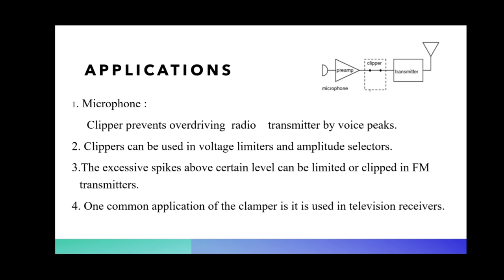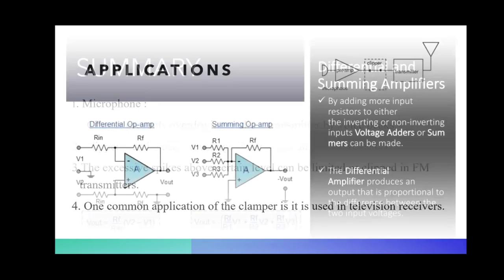Applications. Microphone. It is used in microphone. Clippers prevent overdriving of radio transmitters by voice peaks, and clippers can be used in voltage limiters and amplitude selectors. Excessive spikes above a certain level can be limited or clipped in FM transmitters. One common application of the clamper is that it is used in television receivers.